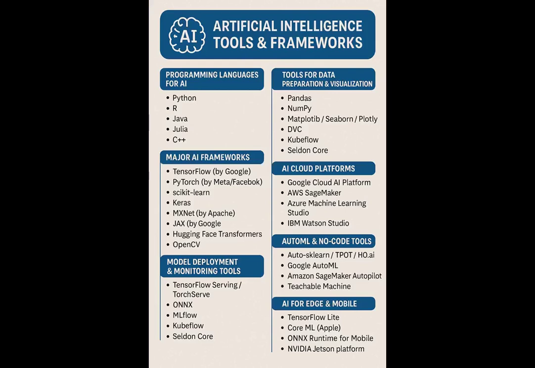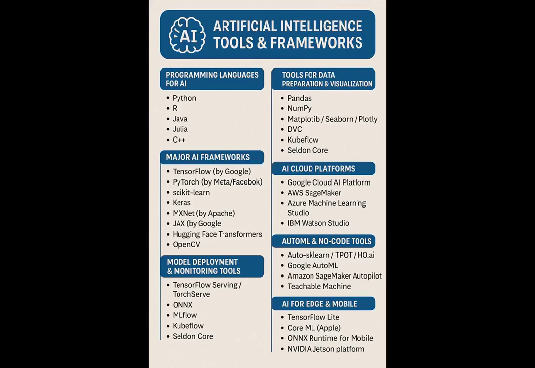For classical ML, classification, regression, clustering. Built on NumPy, SciPy, and Matplotlib. D. Keras. High-level API running on TensorFlow. User-friendly and fast prototyping. E. MXNet, by Apache. Scalable and supports multiple languages, Python, R, Scala, Julia. Backed by Amazon, used in AWS.